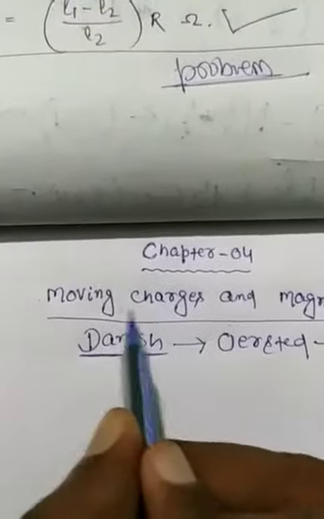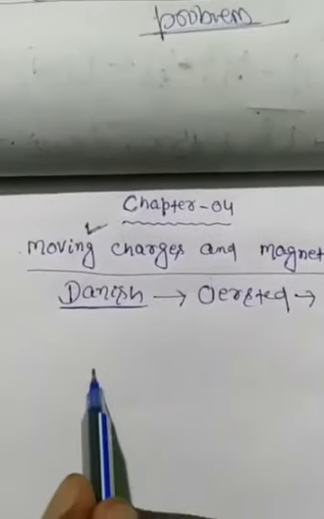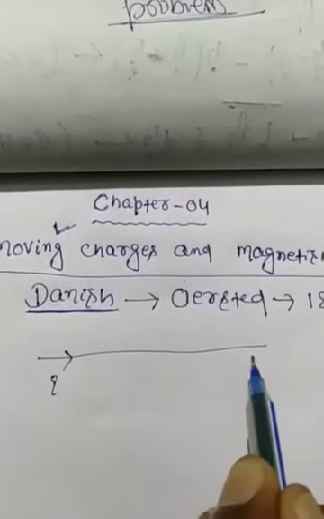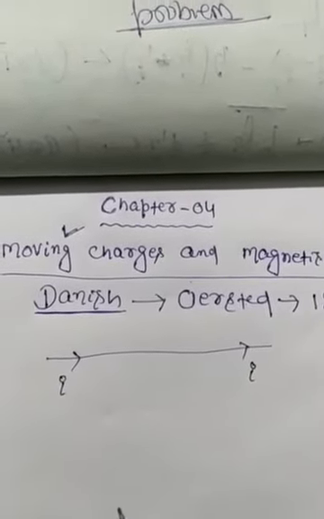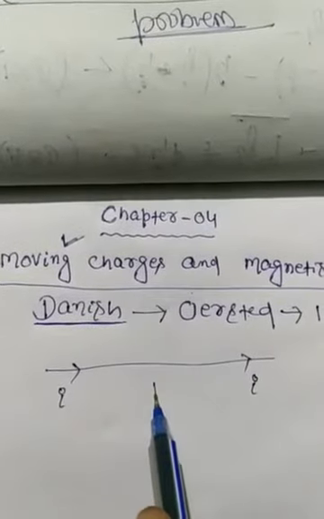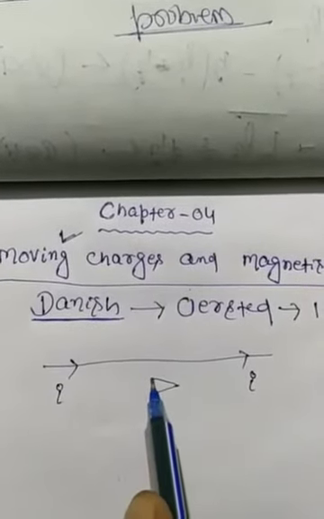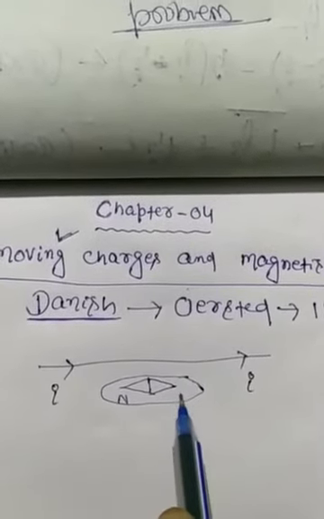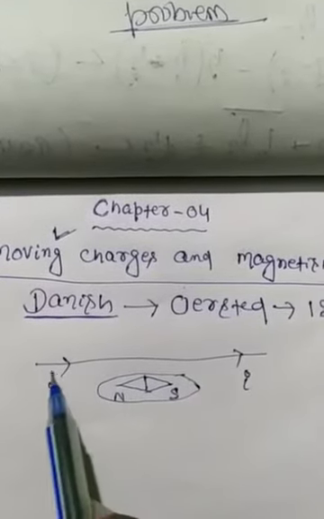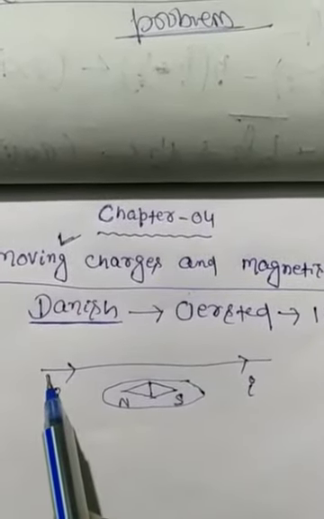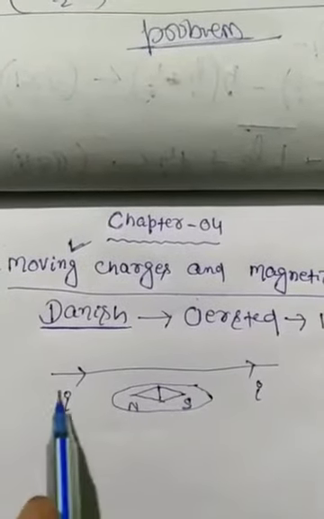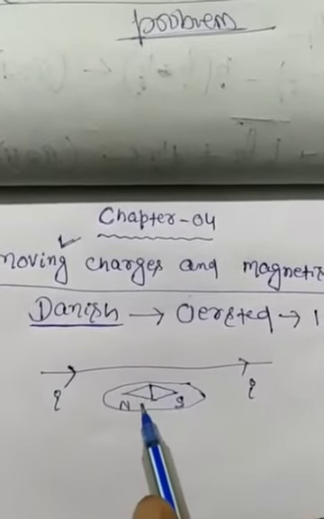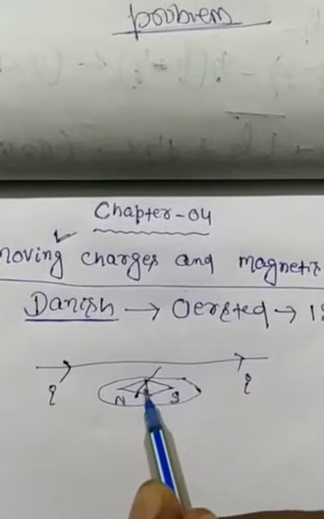So, what do you mean by moving charges and magnetism? For example, this is a conductor and let I be the amount of current flowing through the conductor. This is the structure of a compass needle, having two poles, north pole and south pole. When a compass needle is parallel to the conductor, and if the conductor carries some current I, then the compass needle becomes deflected like this.